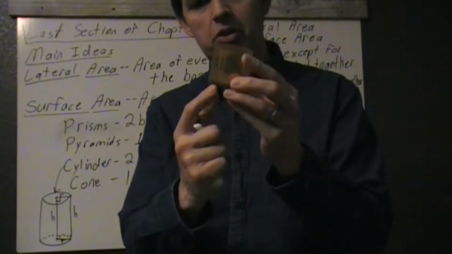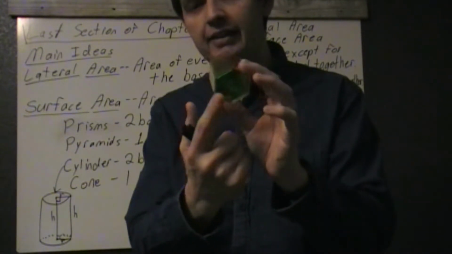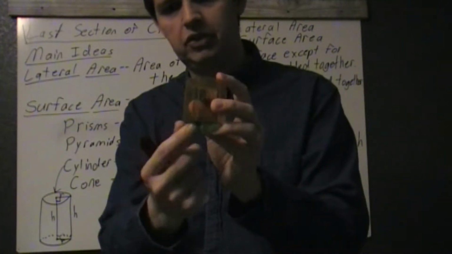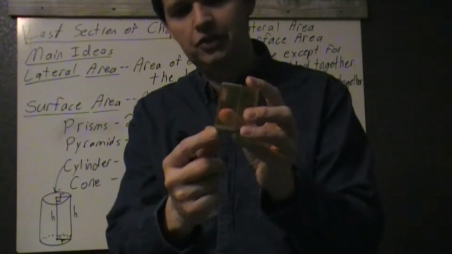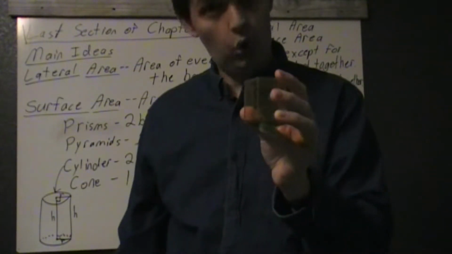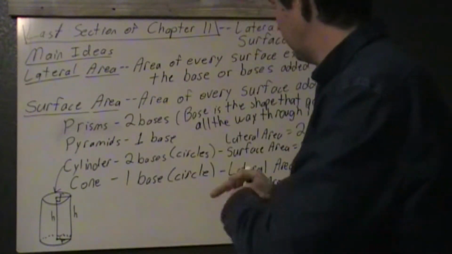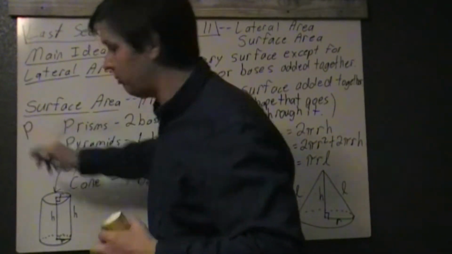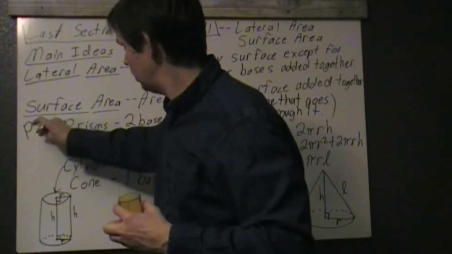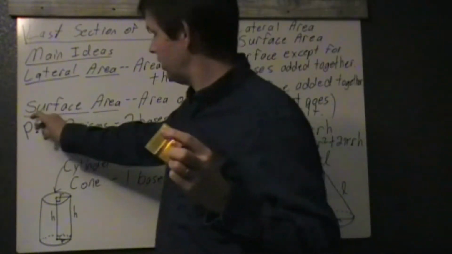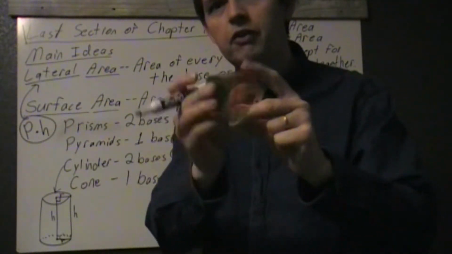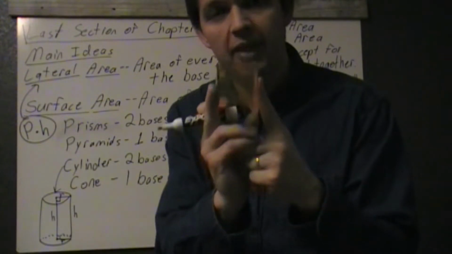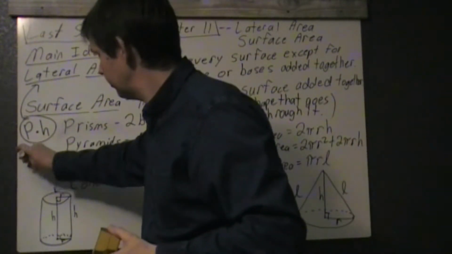Now think about this for a moment. I know the perimeter of this base. To find the area of these rectangles, I go length times width, plus length times width, plus length times width, plus length times width, plus length times width, plus length times width. 6 times. Or you could find the perimeter of the base times the height. That right there, the perimeter of the base times the height, would be the lateral area for any prism. That's the shortcut, by the way.